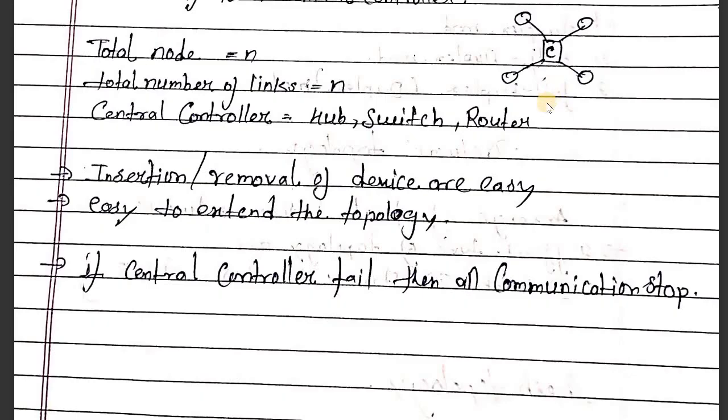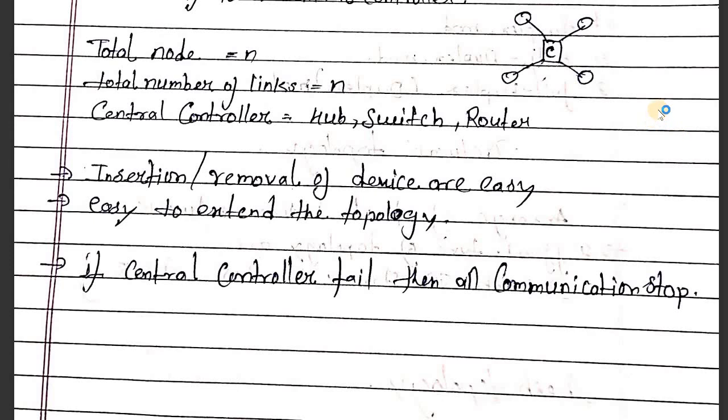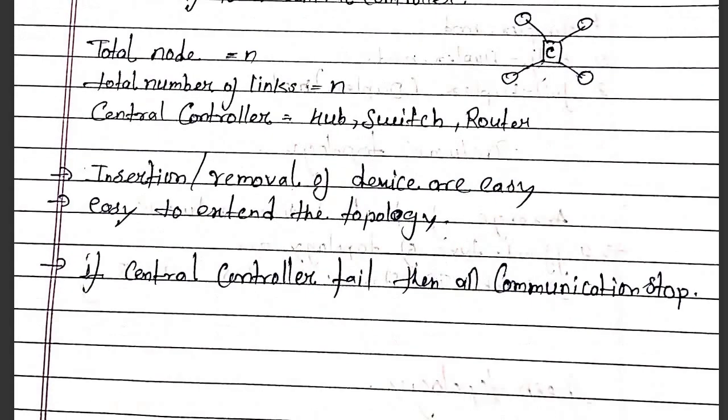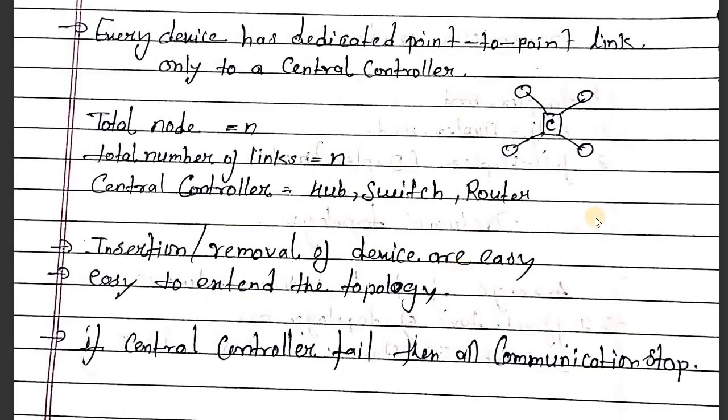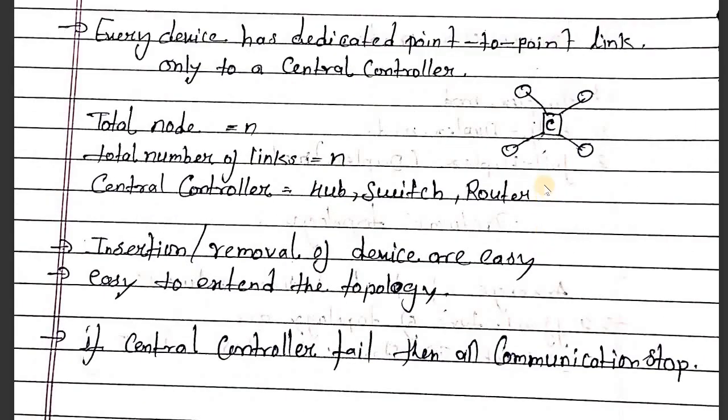Here, the advantage of star topology is that removal or insertion of a new device is easy. If you want to connect another node, it can be done easily. There is ease of extension; if you want to add many more nodes, it can be done without disturbing the other nodes. The only disadvantage is that if the central device, the central controller, fails, then the communication of the other nodes will fail.